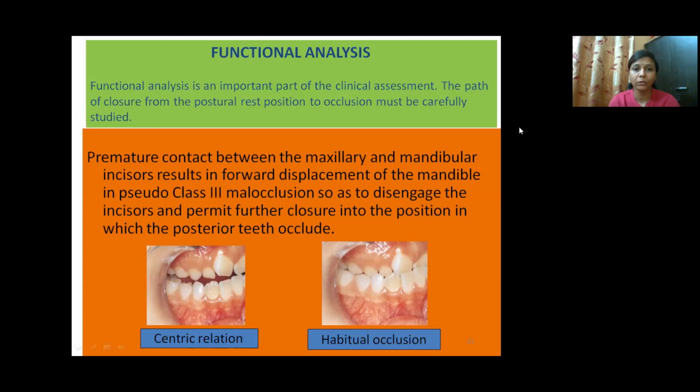The path of closure from the postural rest position to occlusion must be carefully studied. The premature contact between the maxillary and mandibular incisors results in forward displacement of the mandible in pseudo class 3 malocclusion, so as to disengage the incisors and permit further closure into the position in which the posterior teeth occlude. So, if there is a class 3 type of relation, but in centric relation the incisors come edge to edge and premature contacts exist, it is a pseudo type of class 3.